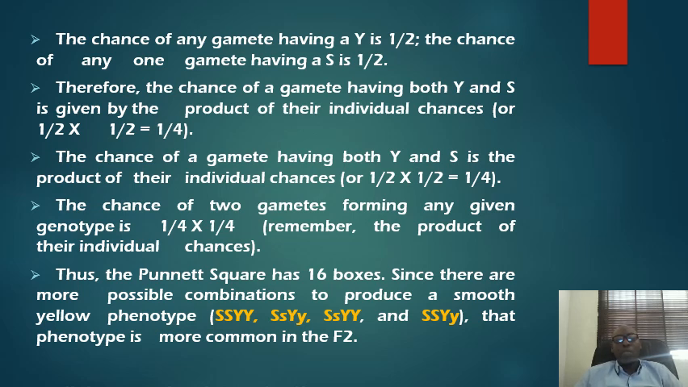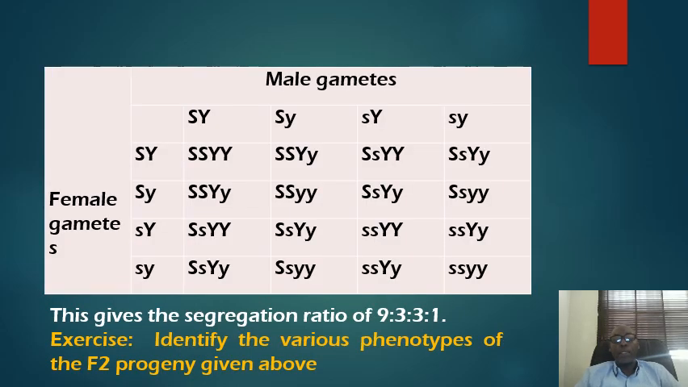Since there are more possible combinations to produce a smooth yellow phenotype, it could be any of 4 different genotypes: homozygous smooth yellow and heterozygous smooth yellow, as the case may be, as we see in the Punnett square.